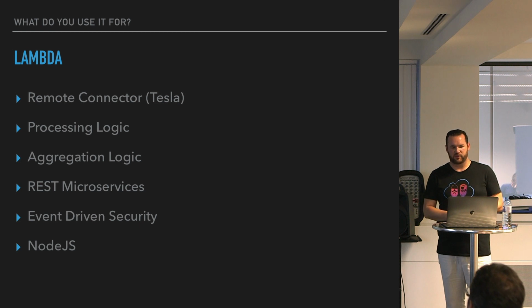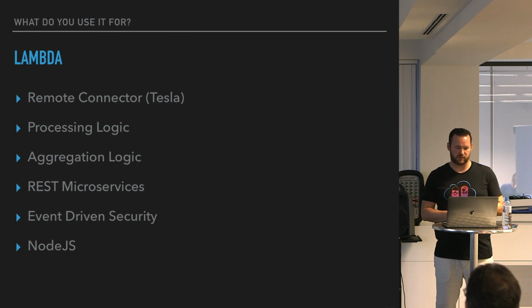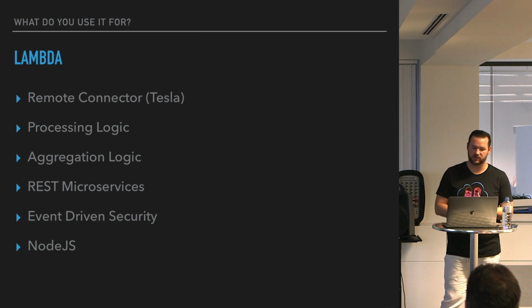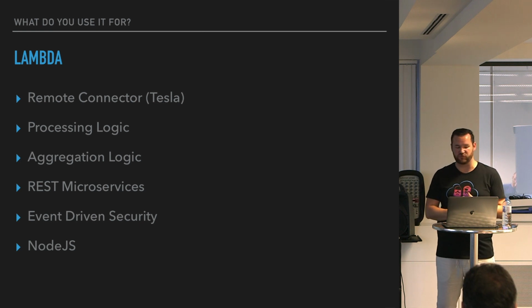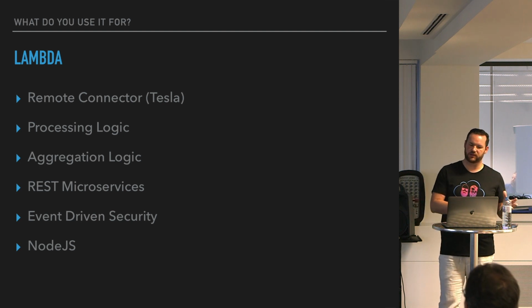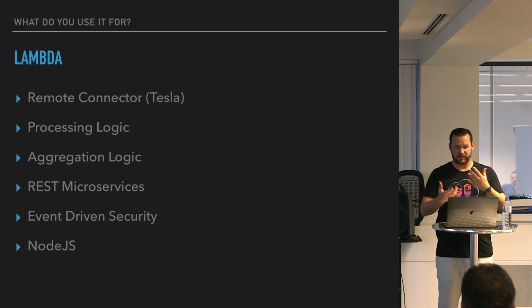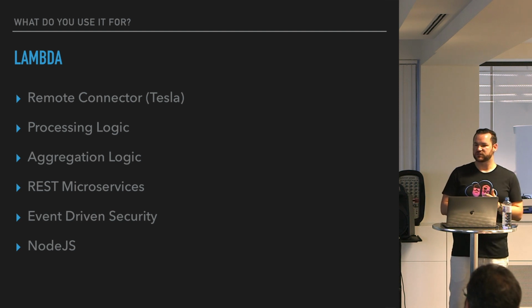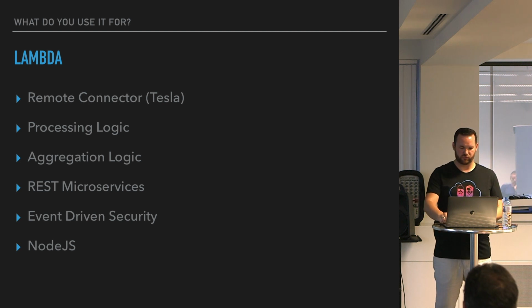In general, I use Lambda for the remote connector. With Lambda, I really query vehicle data on Tesla's side, and I also developed the whole processing logic using Lambda. So there is no real backend in this case on some application server. I use it also for aggregation logic and for the REST microservices. So the REST API just consumes the REST requests and translates those and invokes Lambda functions. And I also use it for event-driven security. I have a slide for that later. And all the Lambda functions are created using Node.js.